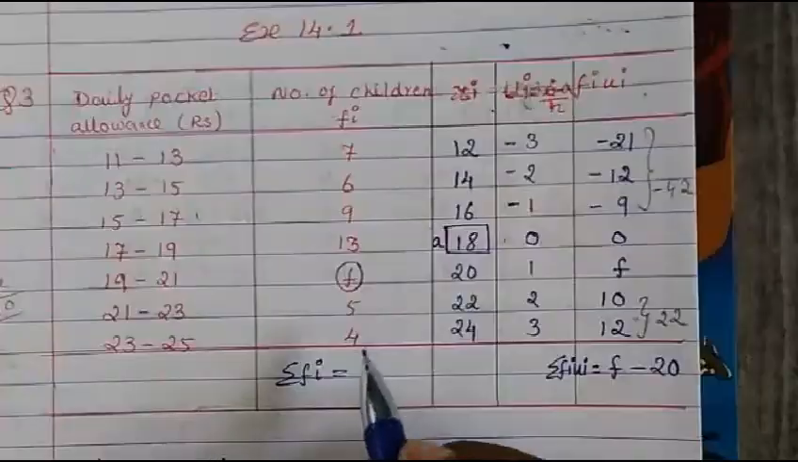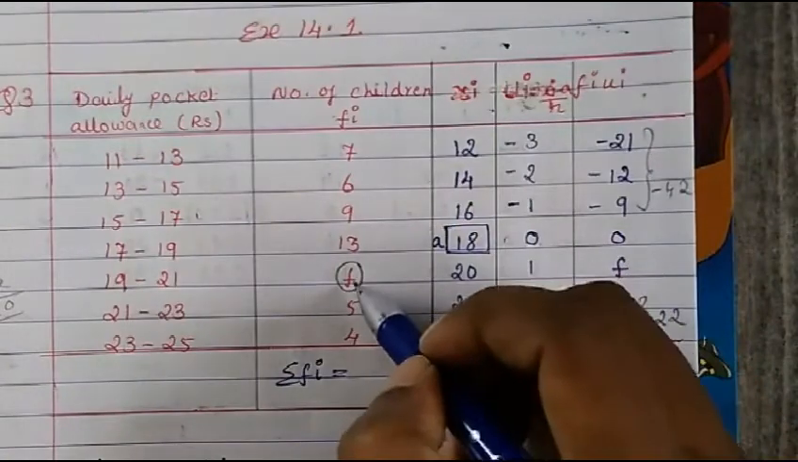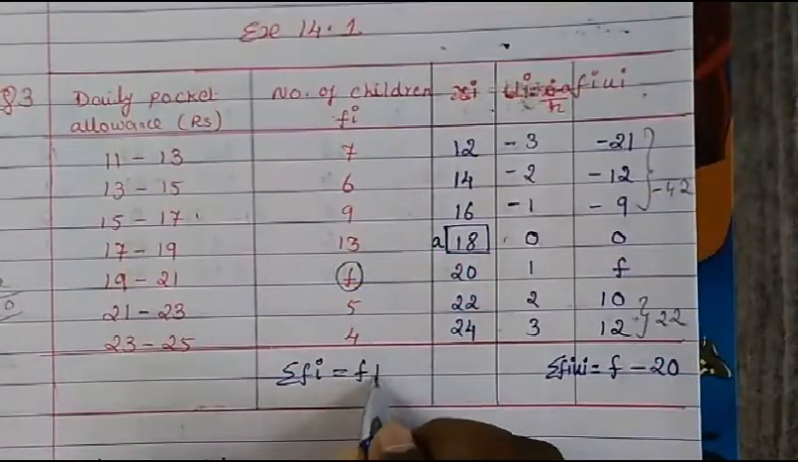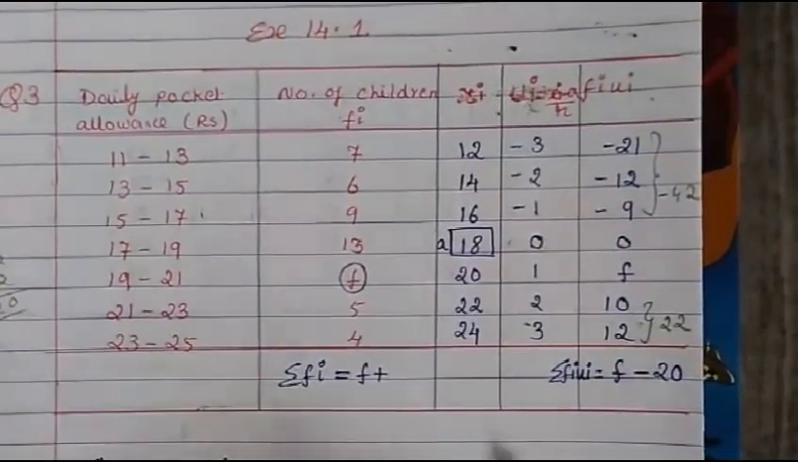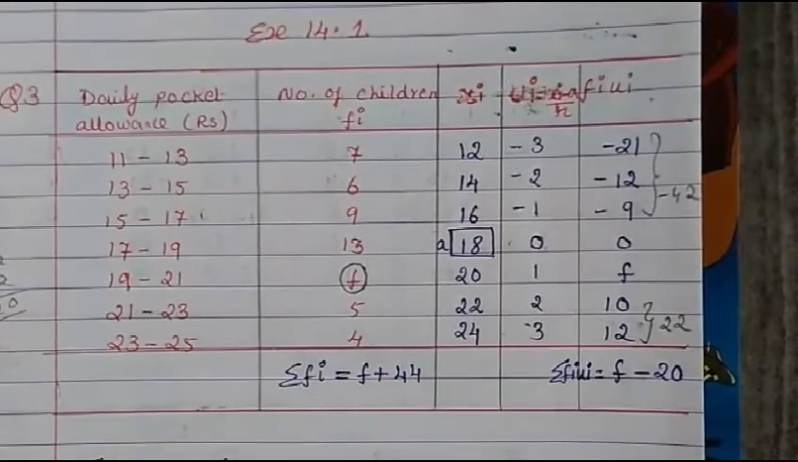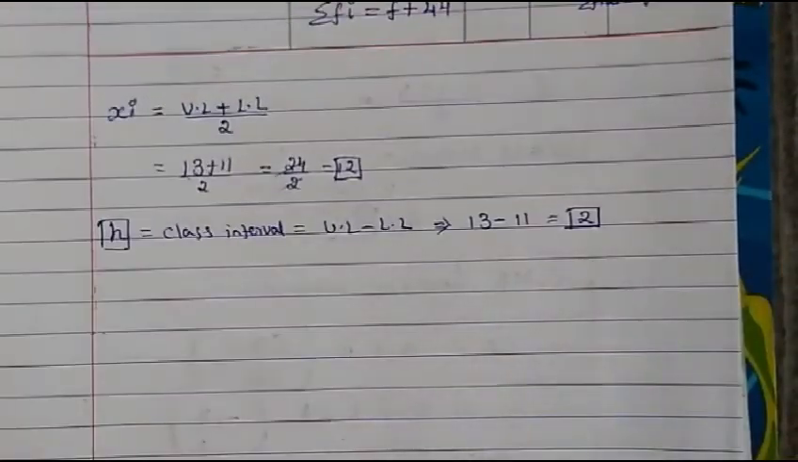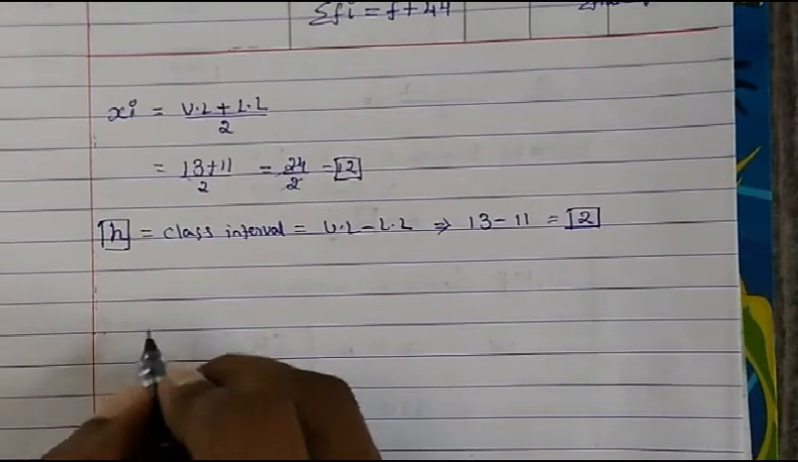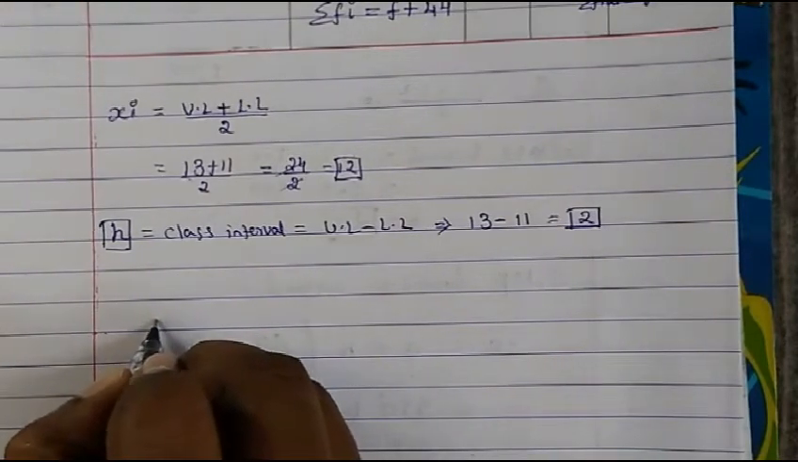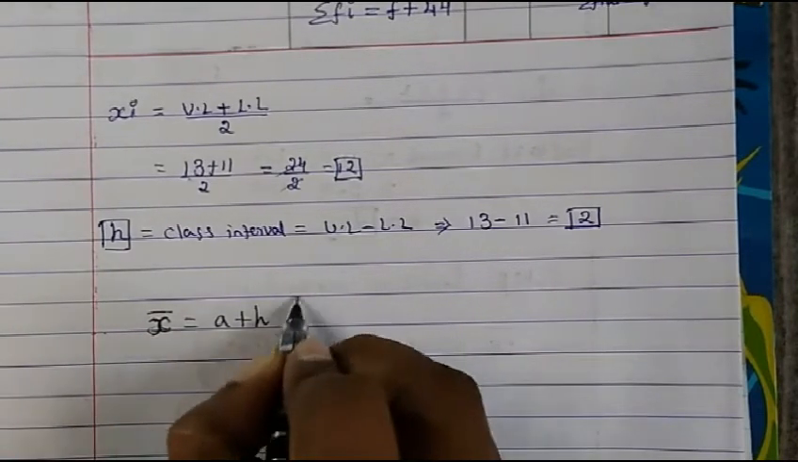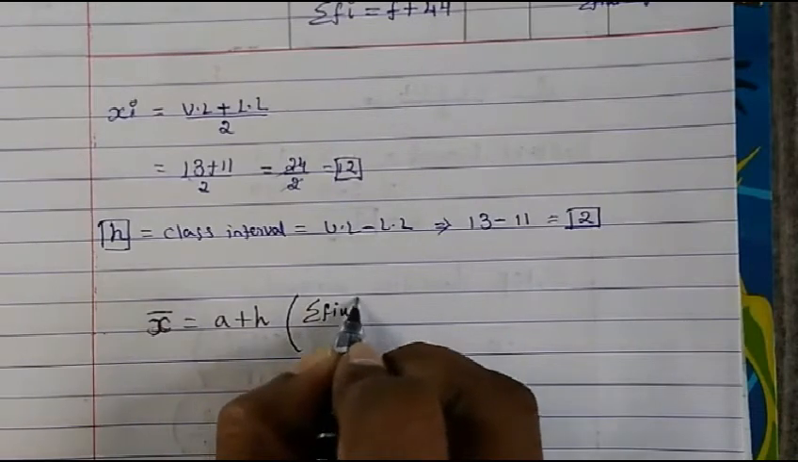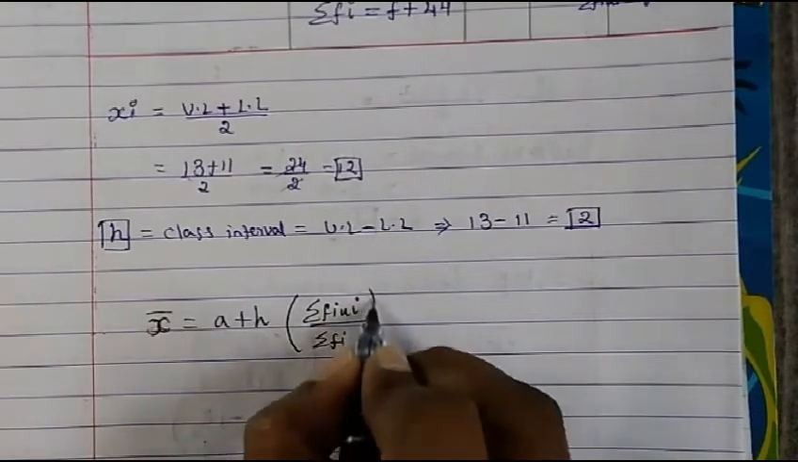Same way here, summation of fi is equal to what? Calculate the total. We have f here, so write down f as it is, then plus all these things sum up, 44. Okay, so now let's write down the formula for the step deviation method. The formula is x bar equal to a plus h summation of fi ui divided by summation of fi.